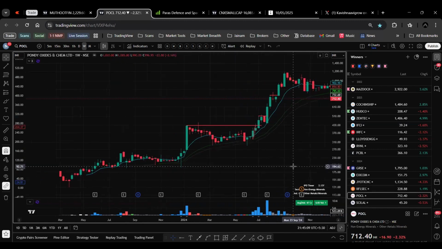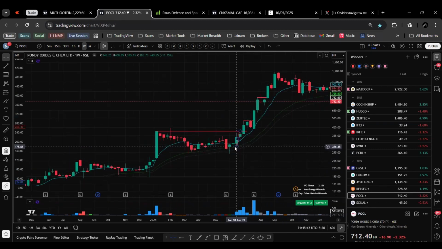POCL, you don't have to buy within the base. You can buy outside the base. It's completely fine. You can miss the first leg. You can participate in the next leg up. That is the perk of being a swing trader. You don't have to get in early. You just have to get in at the right point so that you can capture that next leg up.